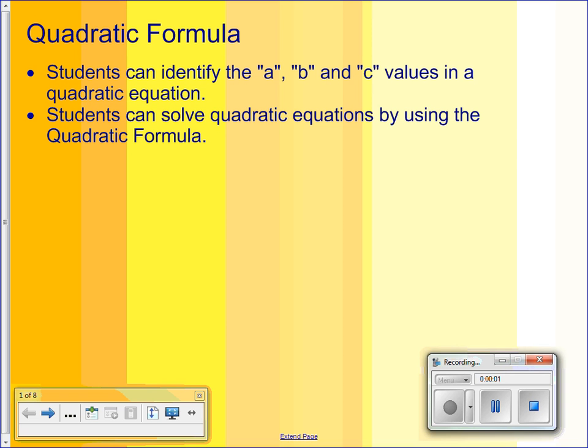In this lesson, we'll be using the quadratic formula. Students will be able to identify the a, b, and c values in the equation and solve by using the quadratic formula.